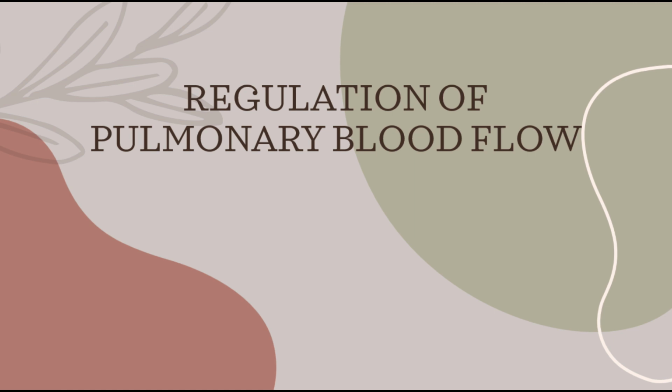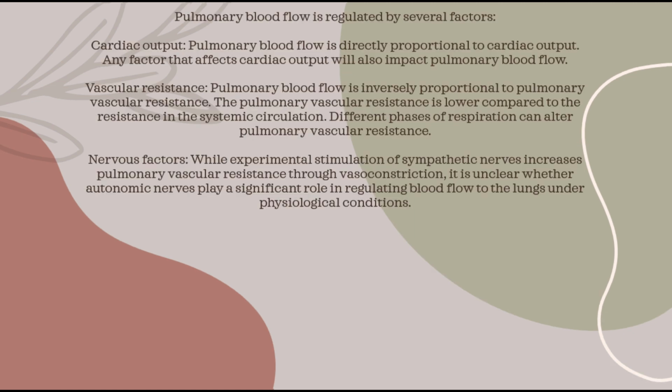Regulation of pulmonary blood flow. Pulmonary blood flow is regulated by several factors. 1. Cardiac output. Pulmonary blood flow is directly proportional to cardiac output. Any factor that affects cardiac output will also impact pulmonary blood flow.